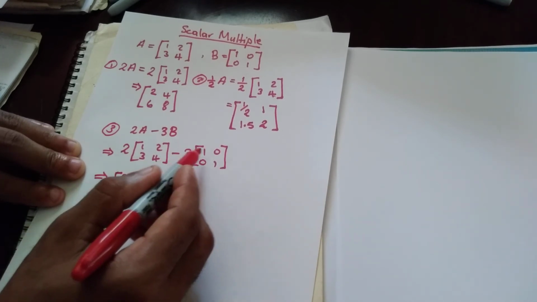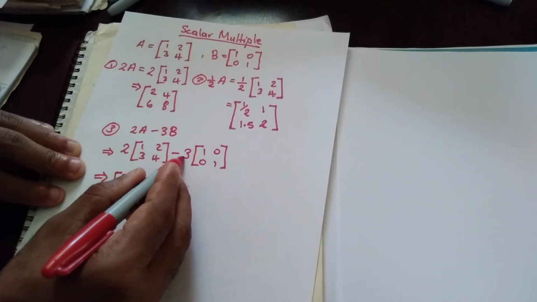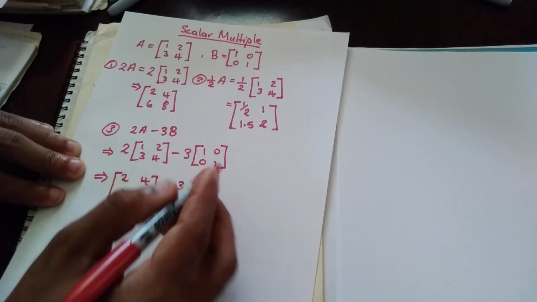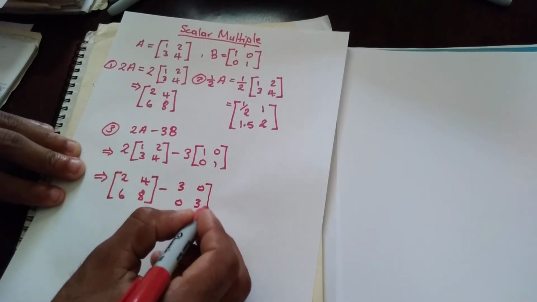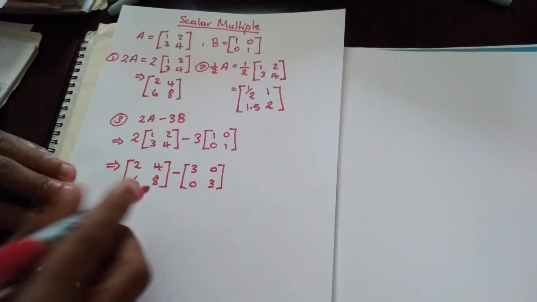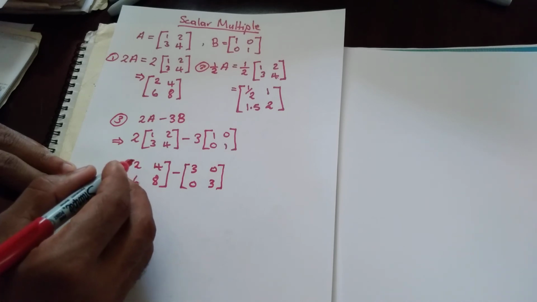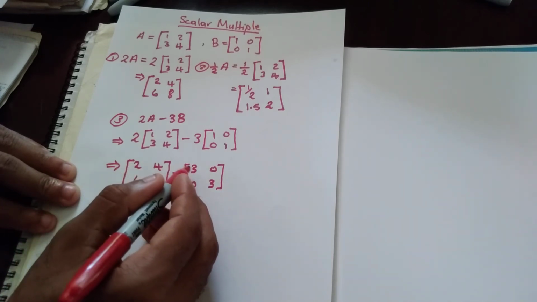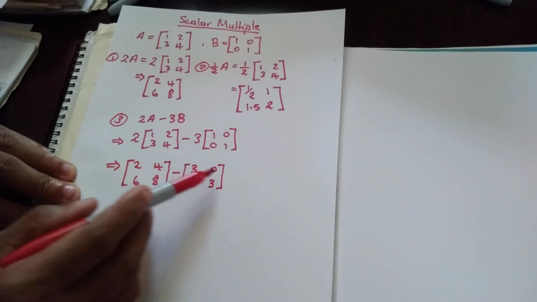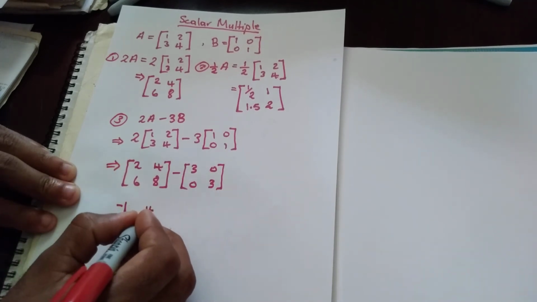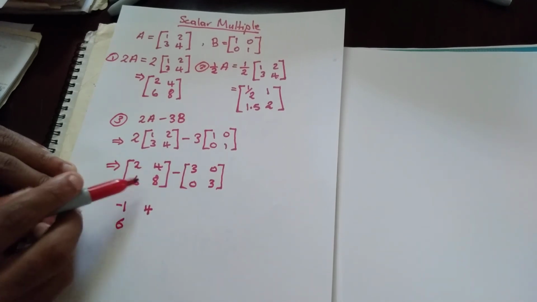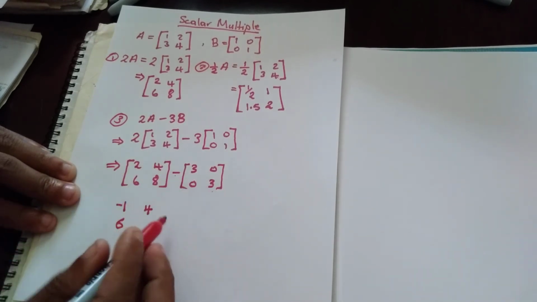Minus 3 times 1 is 3. 3 times 0 is 0. 3 times 0 is 0. 3 times 1 is 3. So we're going to subtract corresponding values. So it's 2 minus 3, that's going to give us minus 1. 4 minus 0 is 4. 6 minus 0 is 6. And 8 minus 3, that's 5.